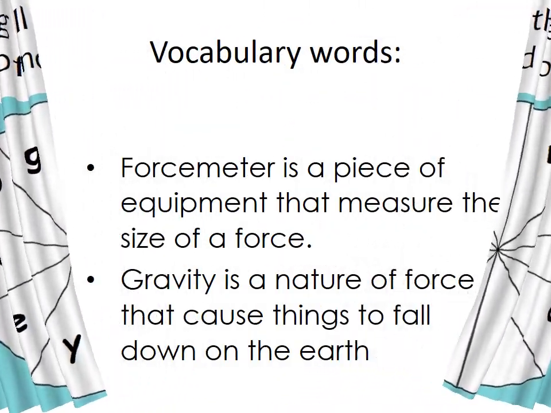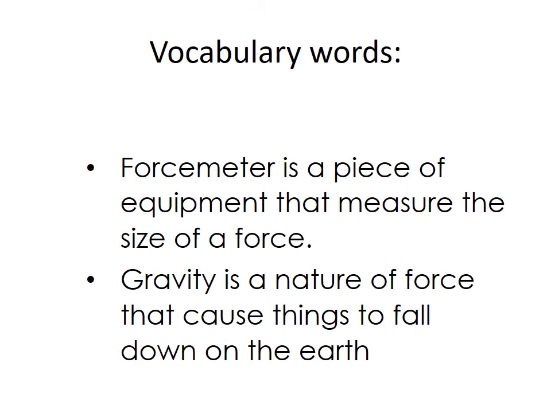These are vocabulary words in our science. First is force meter. What is a force meter? A force meter is a piece of equipment that measures the size of a force. And we have another word that we are going to use about gravity. What is gravity? Gravity is a force of nature that causes things to fall down to the earth.